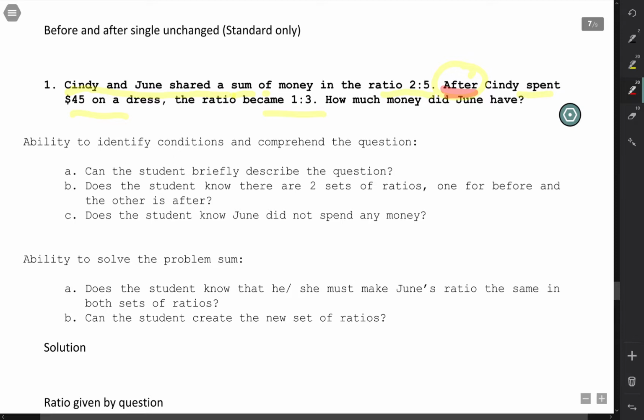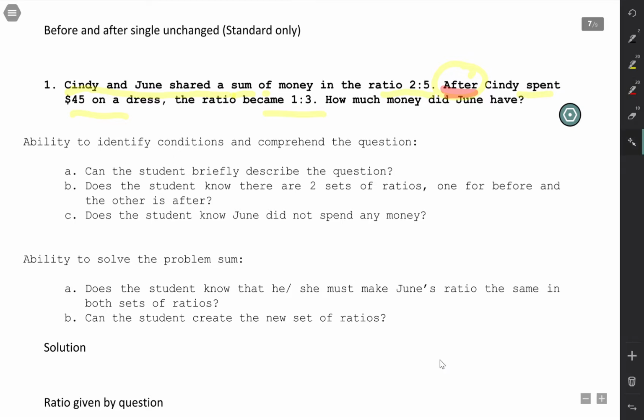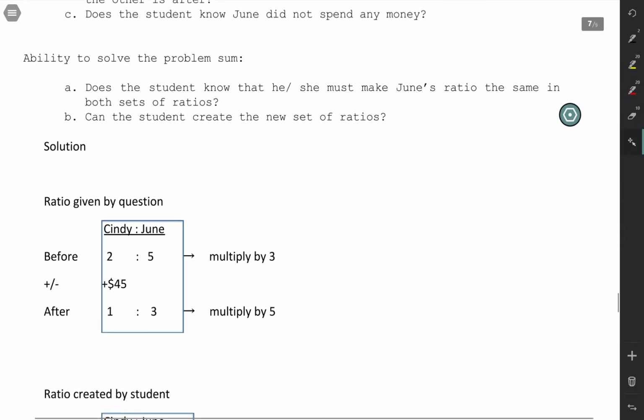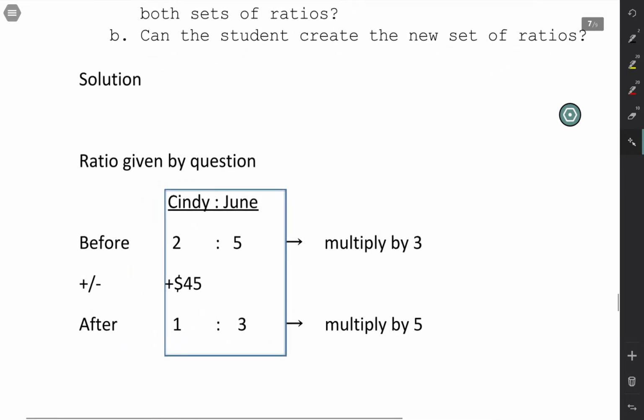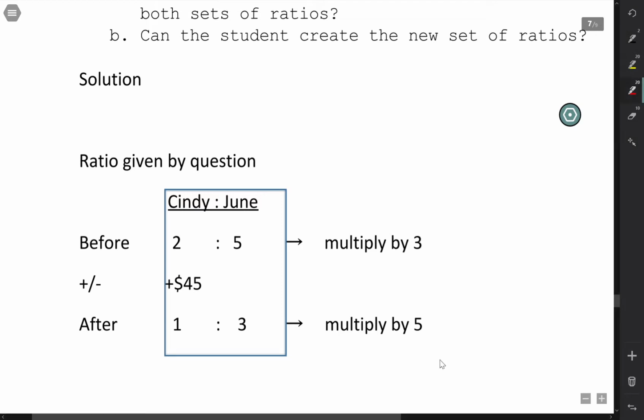For before and after type of questions, what we do is we will come up with a table. The table looks like this, and all you have to do is to fill in the table. Before that, the ratio between Cindy and June is 2:5. Just write that down. And then after that, it became 1:3.